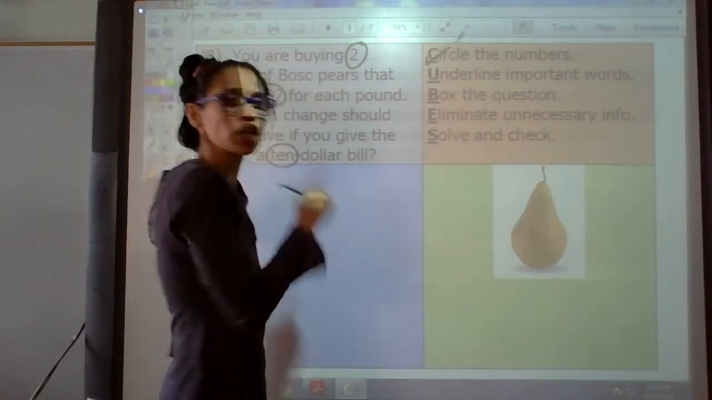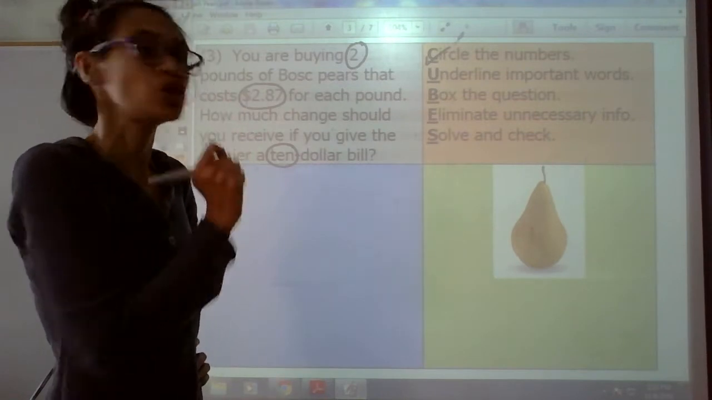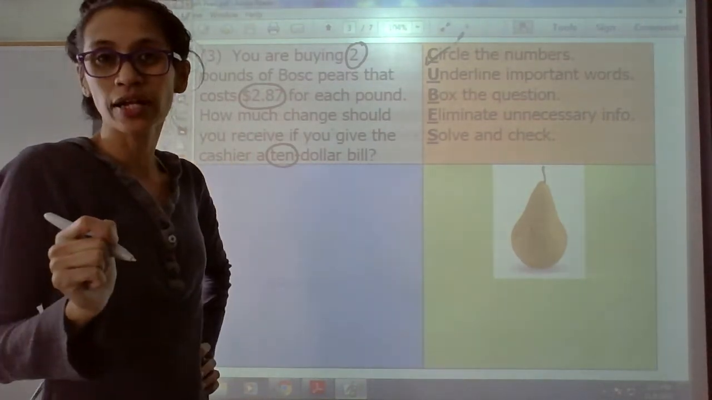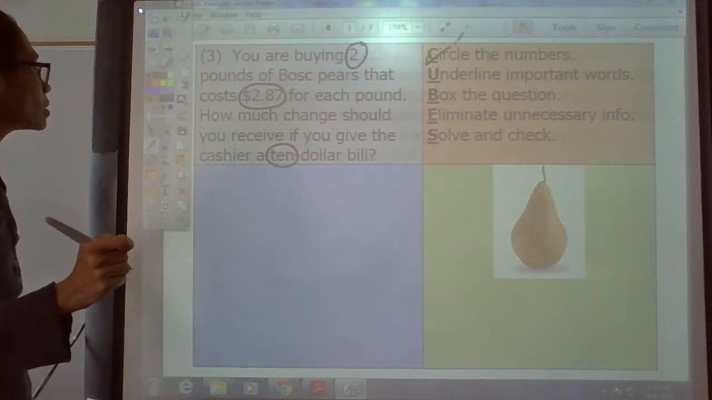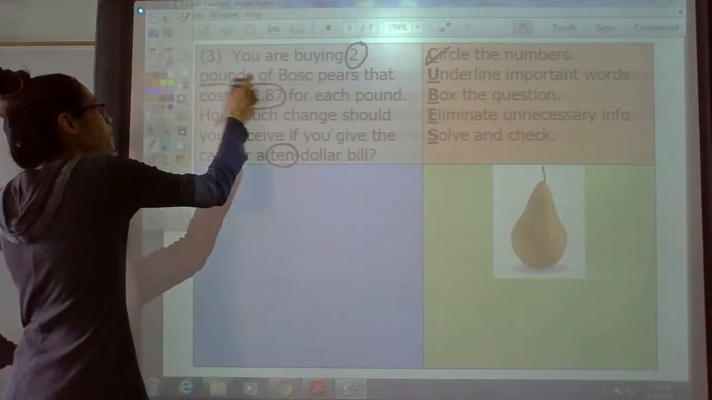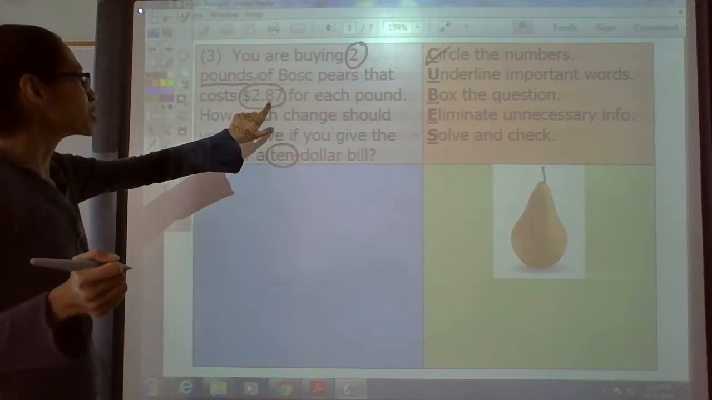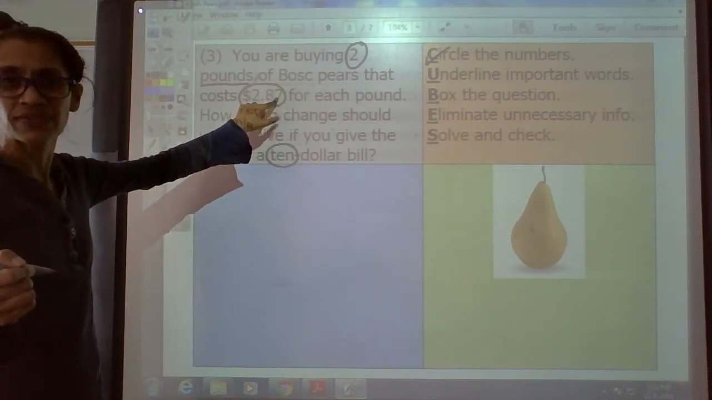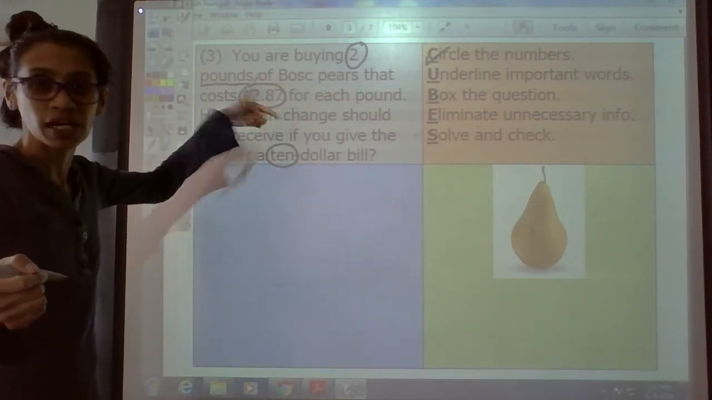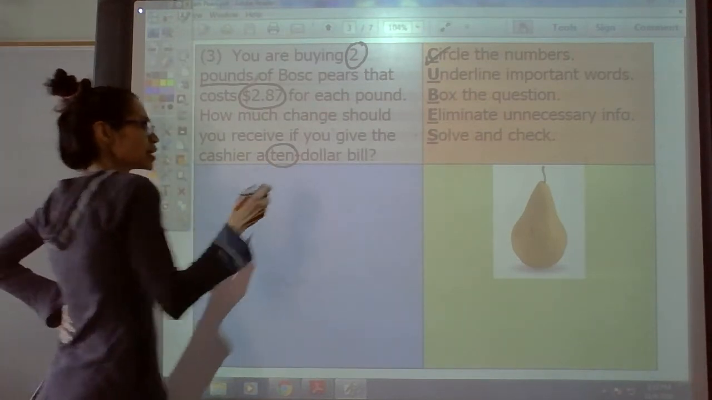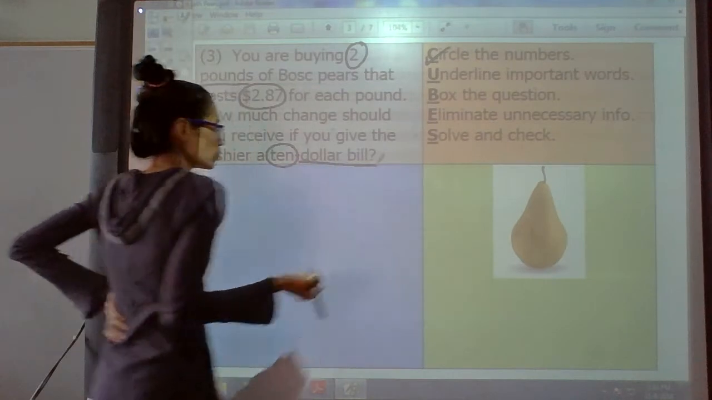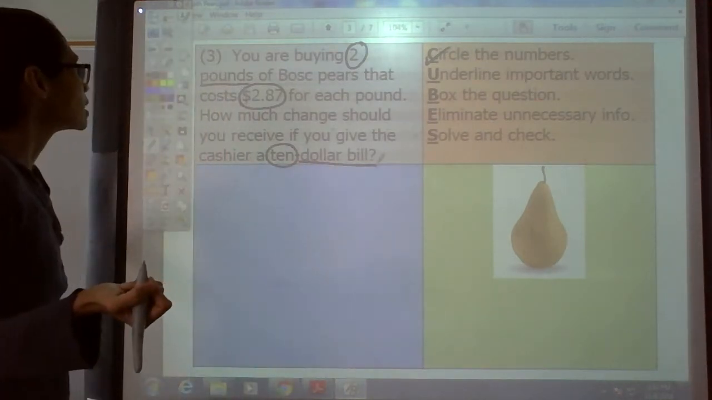The next step in our CUBES clues is the U step, is to underline the important words. Find some words for me. The unit for that 2 is pounds. The unit for this $2.87, that's that dollar sign right there. So we have that. What about this 10? $10 bill. What other important words do you see?